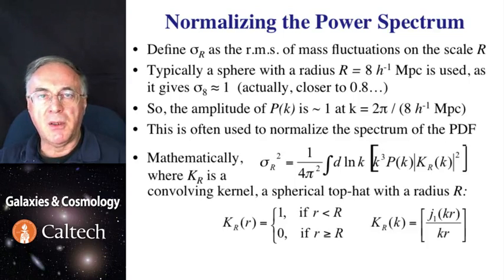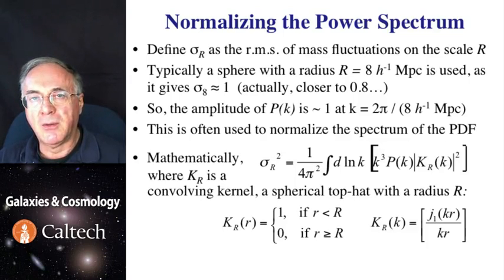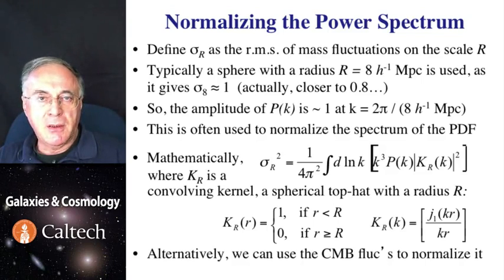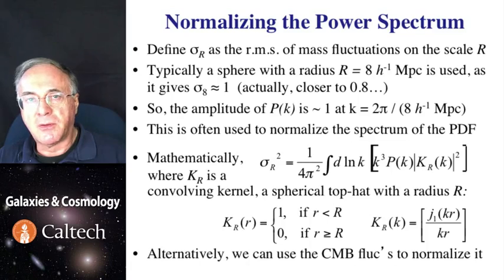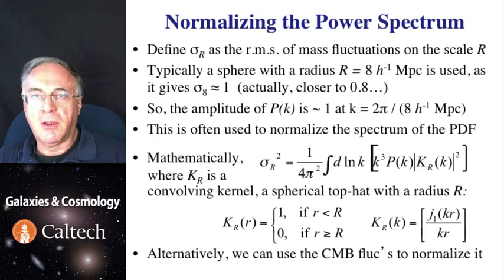Essentially, what's been done here is you're convolving what's technically called a spherical top hat filter, but it's really nothing but a sphere, with the power spectrum itself. An alternative way is to simply use observations of the cosmic microwave background, which give us the power spectrum on very large scales. So if you have a model like the cold dark matter model, you can fit it on those scales, evolve for the appropriate linear growth of fluctuations, and that works just as well.